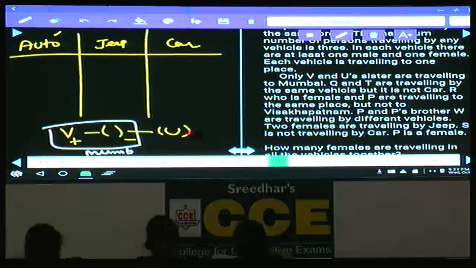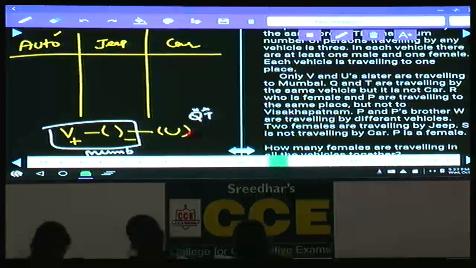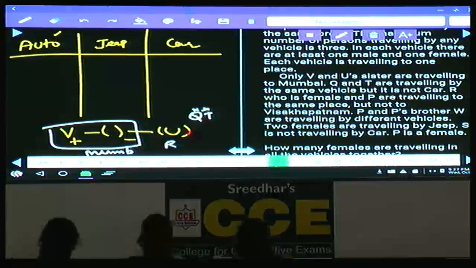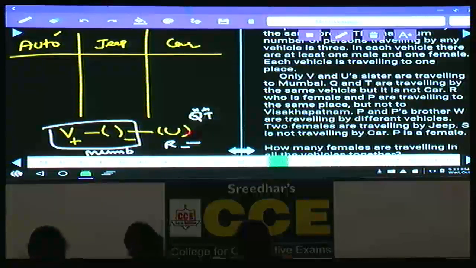Q and T are traveling by the same vehicle, but it is not car. Hence Q and T can be either auto or jeep. Then not car. R is a female, and R and P are traveling to the same place but not to Visakhapatnam. Visakhapatnam is ruled out. Then P and P's brother.